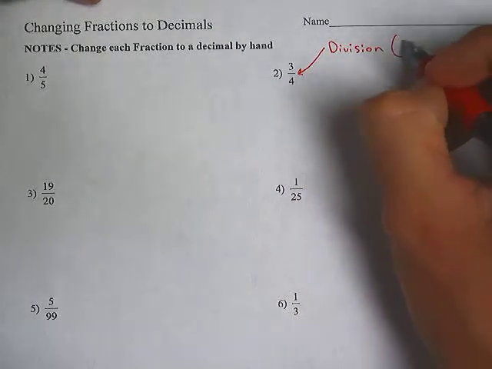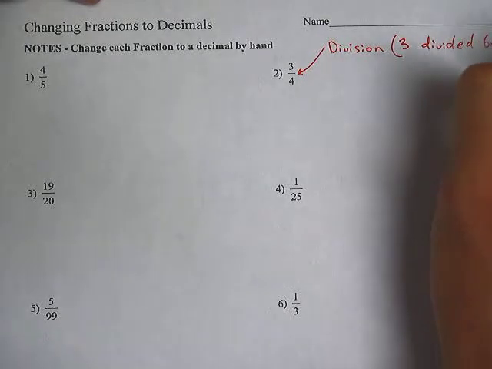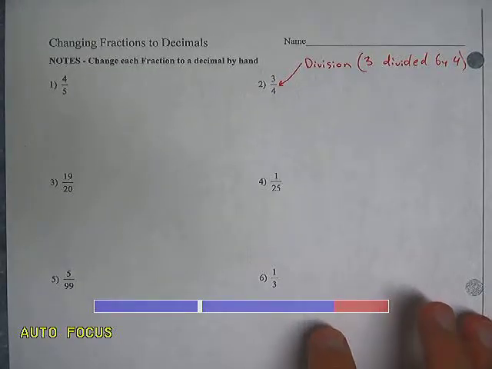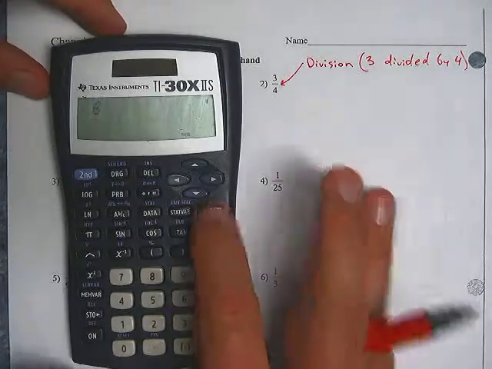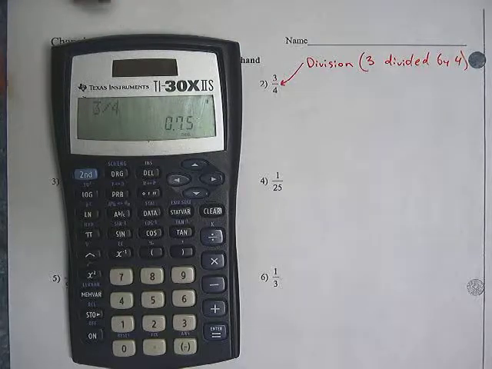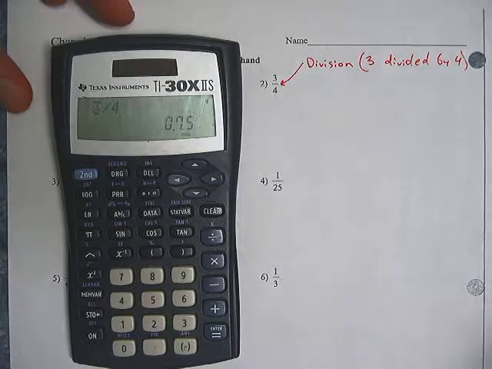So what this actually says is 3 divided by 4. Let me zoom out for you. 3 divided by 4. So if I tried that in my calculator, 3 divided by 4, it's going to give me the answer. It's 0.75. And we should know 3/4 is 0.75.